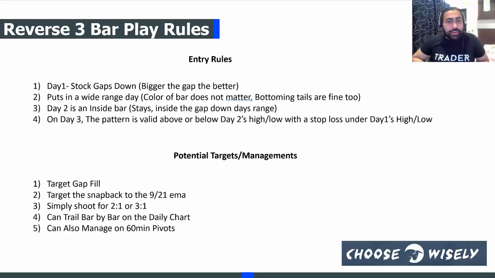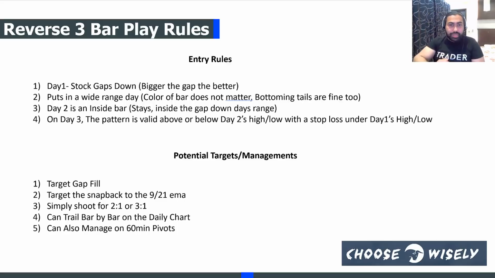So don't trade it on any other gap down where a stock is at 38.20 and now it's at 38, a 20-cent gap down. Doesn't mean anything. It's a significant gap where you can clearly see the space on the daily chart between the prior day and today. You can clearly see the space. So day one, stock gaps down, the bigger the better. Now day two, it puts in a wide range day. Basically on day one, when the day closes, it's a wide range day.